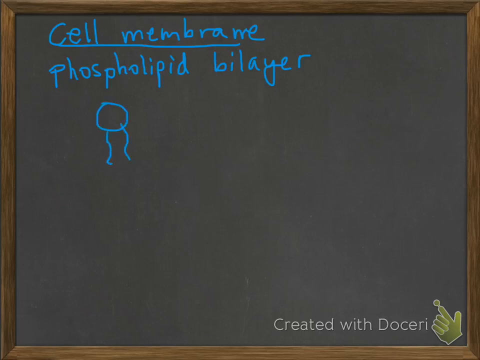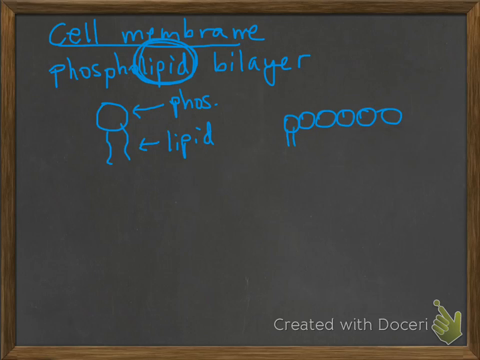This dude right here is a phospholipid. It's made of a phosphorus head and a lipid tail. But all you need to know is that the cell membrane is composed of lipids, which is one of our organic molecules. So these guys hang out together. If you remember, we drew them as one like that: tail, tail, tail, tail, and so on and so forth.